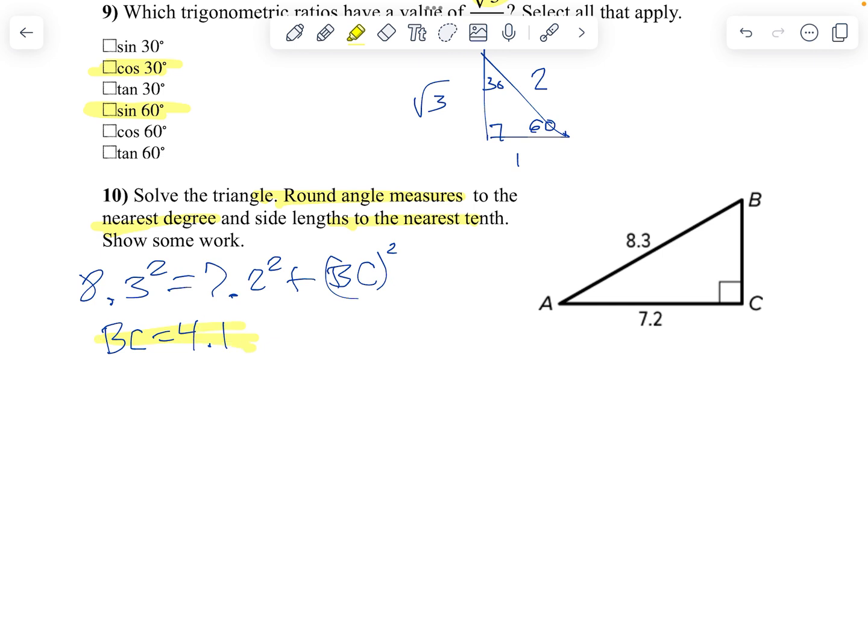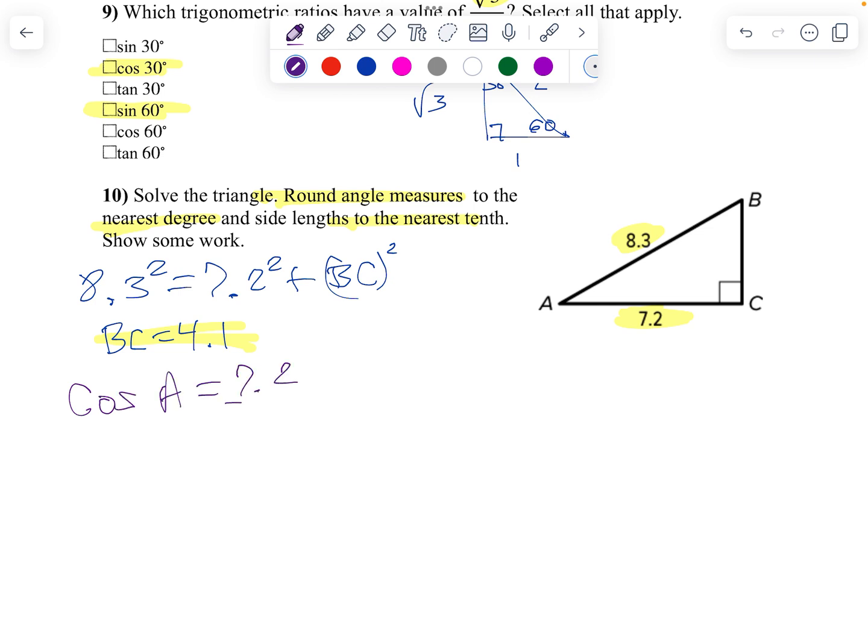Now, to solve for either angle A or angle B, I like to do things in alphabetical order. Let's use angle A. Let's use the sides I know, because I know this is 7.2 and 8.3, so I'm going to use cosine of angle A. So the cosine of angle A is 7.2 over 8.3. So to find the measure of angle A, we take the inverse cosine of that. So inverse cosine of 7.2 divided by 8.3, and we get 30 degrees, rounded to the nearest whole number.